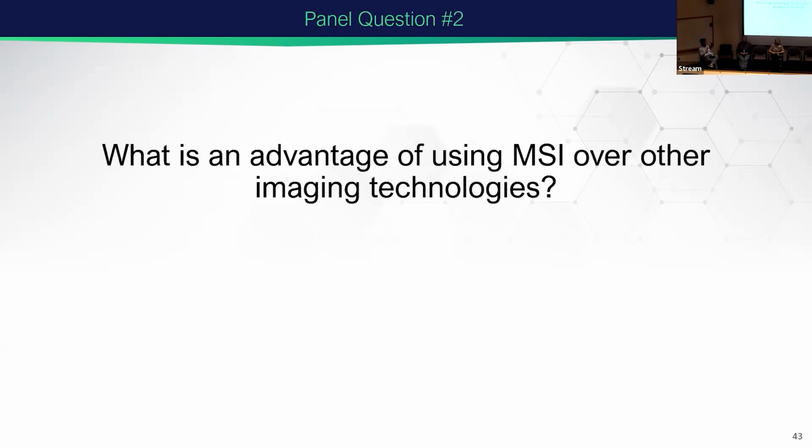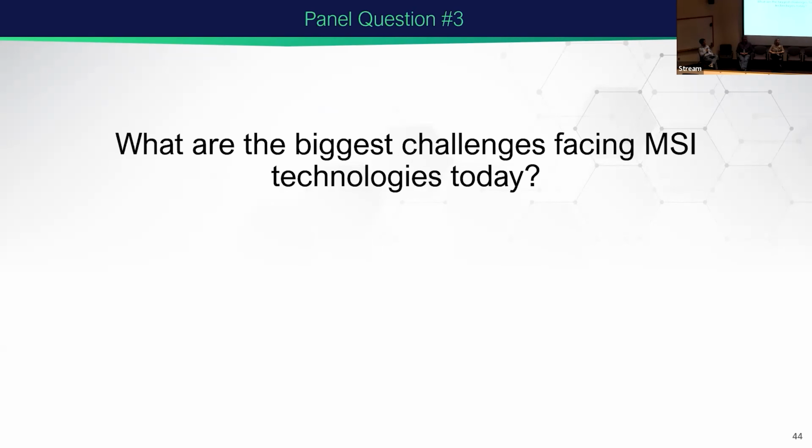Definitely. Okay, so for our panel question number 3, what are the biggest challenges? We sort of covered the disadvantages, but I want to reinforce that there are a lot of advantages as well. If quantitation is the biggest challenge facing MSI, or what would you say is our keystone for the next 10 years, what should we solve?